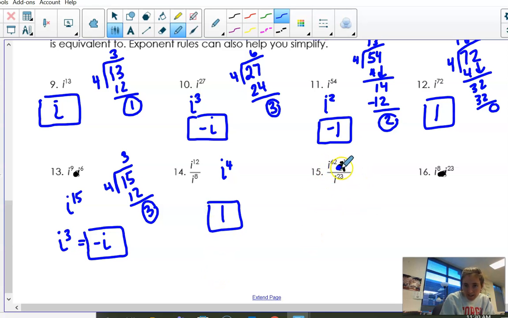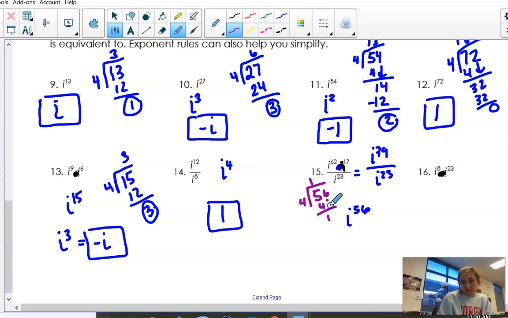All right, i to the 62nd times i to the 17th over i to the 23rd. I will multiply in the numerator first. That's going to give me i to the 79th power divided by i to the 23rd. Again, when you divide like bases, you subtract their exponents, and this leaves us with i to the 56th power. Divide 56 by 4. All right, 4 goes in evenly. So that tells us we're looking at i to the 4th power, which is positive 1.